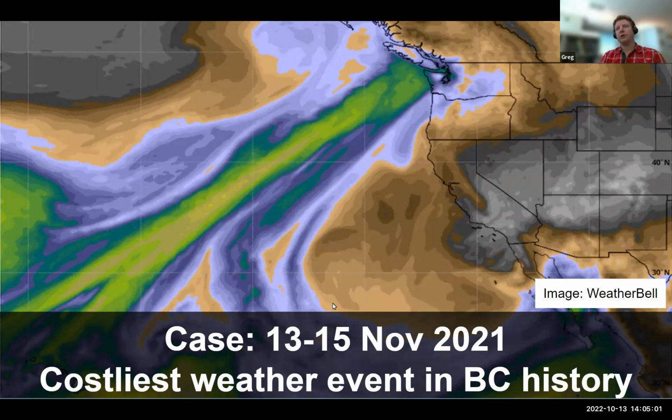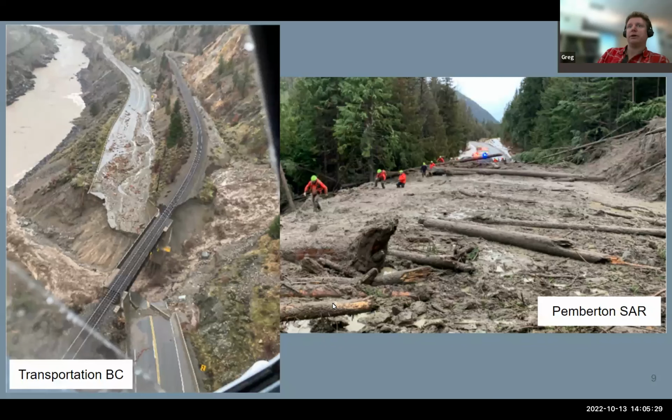And then this is one that people may be more familiar with. Last year, from the 13th to 15th November, we had an atmospheric river, and this is the costliest weather event in BC history. The insured losses are about $500 million, but that doesn't include uninsured losses and infrastructure damage. And so the total loss estimates are somewhere between $2 and $7 billion. So a very, very costly disaster.